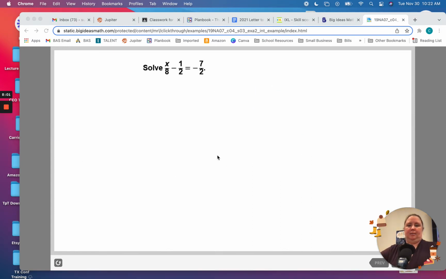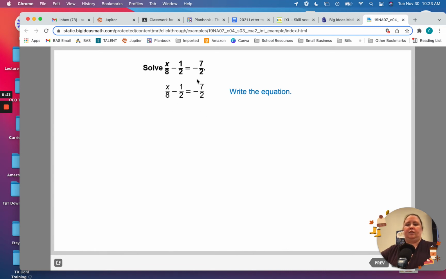All right, example 2. Make sure you're writing this in your journal. Solve x over 8 minus 1/2 equals negative 7 over 2. Okay, we're doing this the same way we did our first example. We're just dealing with fractions, so it looks a little messier. So the first thing to do is write the equation.